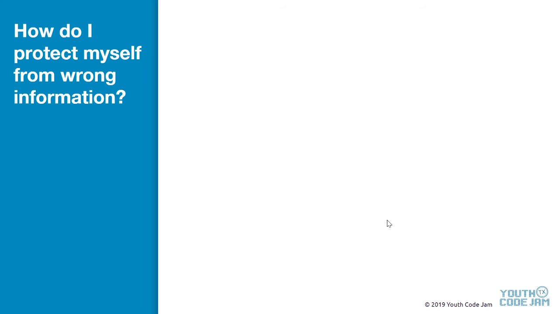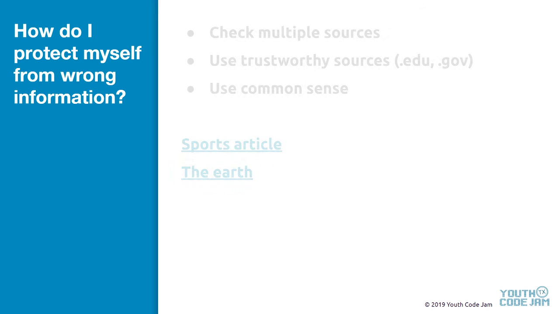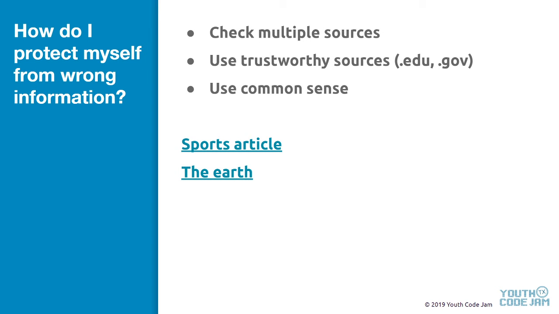So, how do I protect myself from wrong information when I'm using online sources? It's a good practice usually to check multiple sources. So if you can find the same information on several different websites, then you're probably good to go.